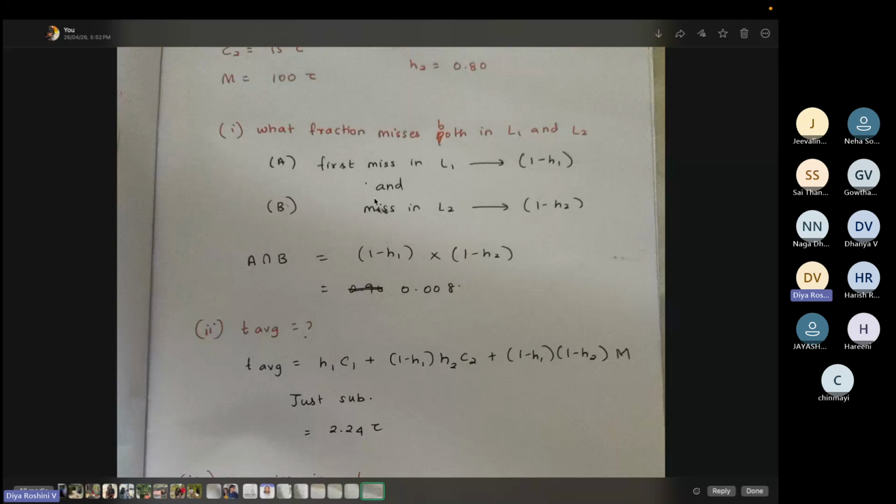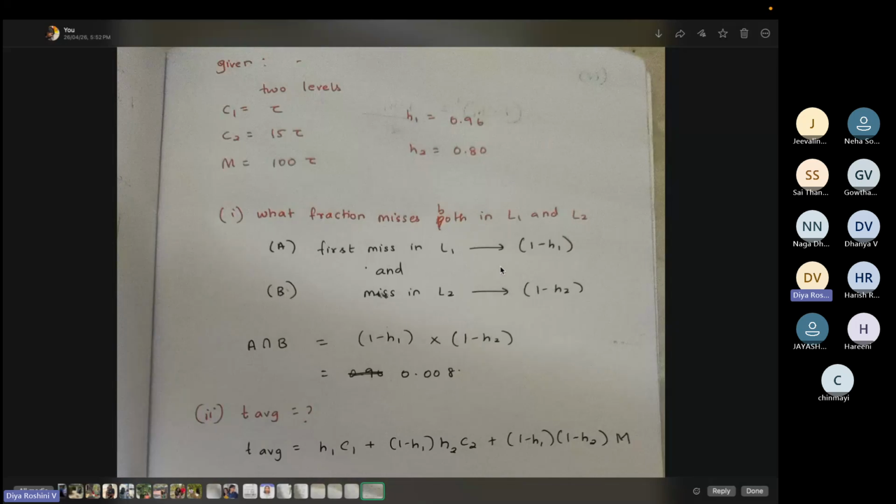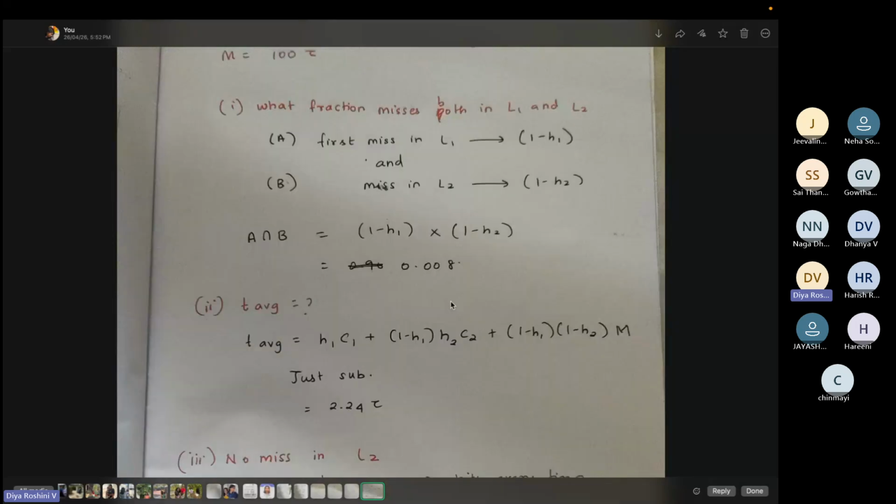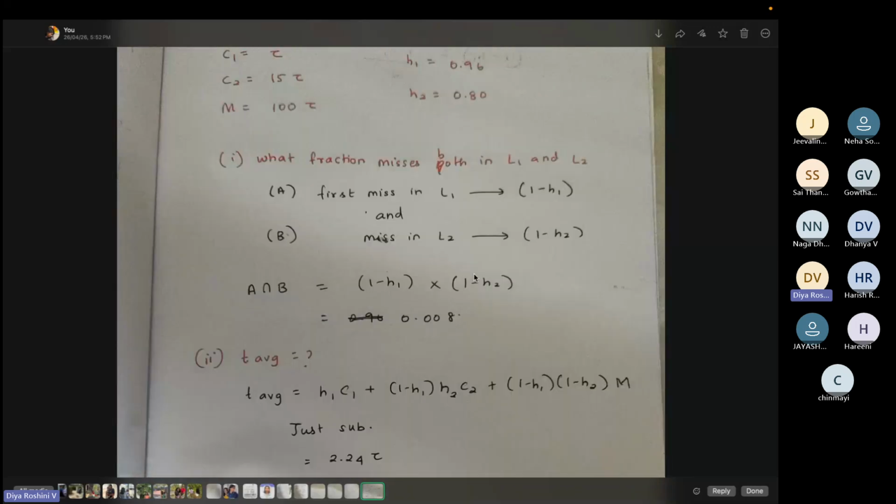So now they have given that it is a miss in L1. So that is going to be 1 minus H1. And it's a miss in L2, so it is going to be 1 minus H2. And it is a miss in both, so we are taking the AND operation. We are involving some probability here, so we have to multiply because both of these happen. It's not either miss in L1 or miss in L2. It's both miss in L1 and L2. So we are multiplying 1 minus H1 and 1 minus H2. If you just substitute the values here, this is the answer you're getting. I think if we do the math, 0.008 will be the answer.